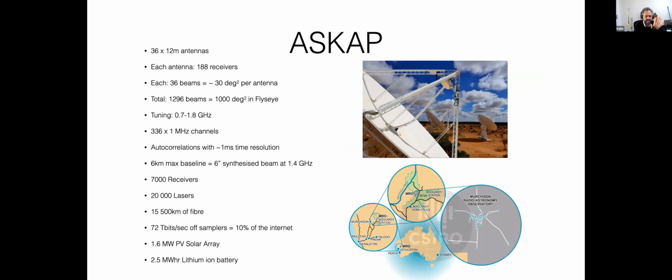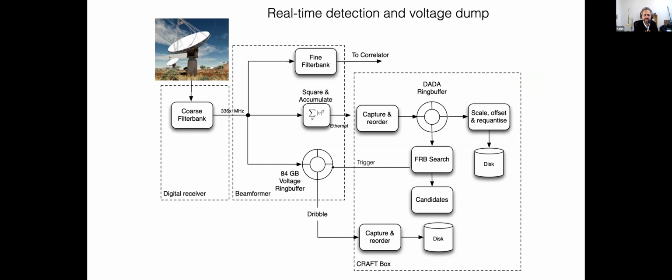So ASKAP is a big radio telescope, 36 dishes, 12 meters each, lots of high-tech stuff, and really huge scale. The bit that we use to find a fast radio burst looks a bit like this. You have an antenna, it takes the data, it does a coarse filter bank, so it produces frequency channels, and then it splits into three in this thing called a beamformer. The top part goes off to the correlator, and that's what people use to do standard imaging that you might see in other talks during this conference.